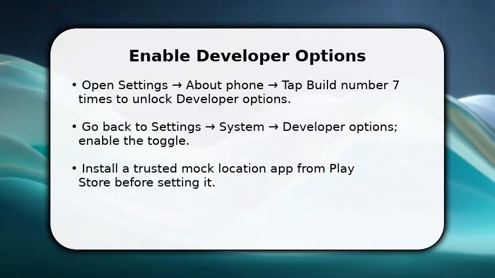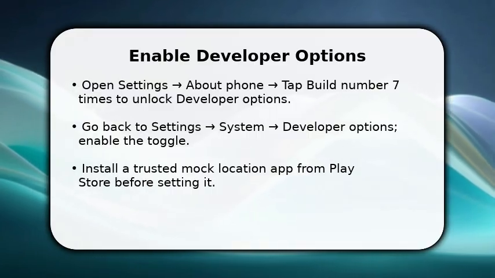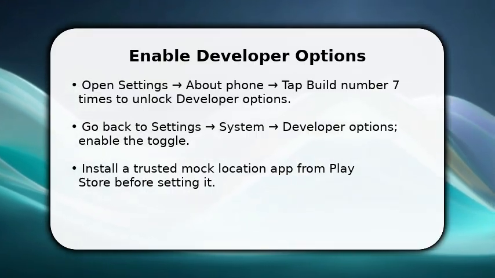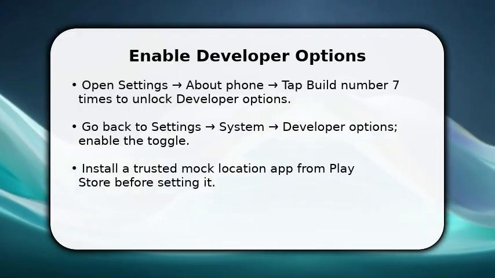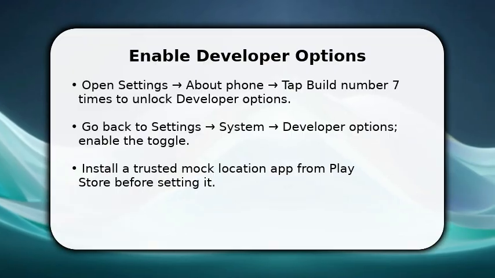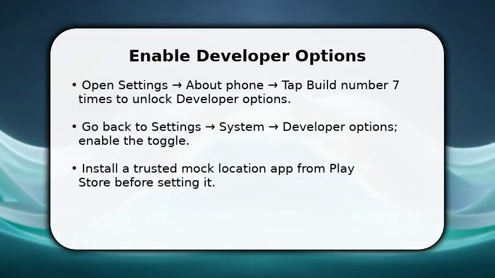Make sure to install a reputable mock location app first, since you will assign it shortly. This prepares the phone and the app so you can pick a provider rather than scramble for one mid-setup. It also ensures Play Store permissions are ready when requested.